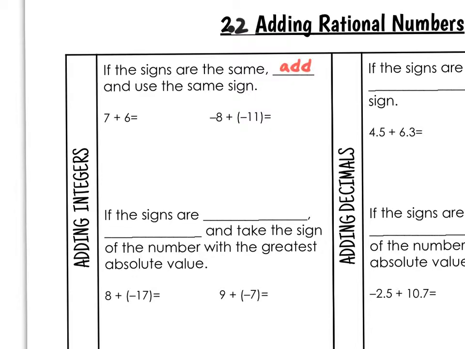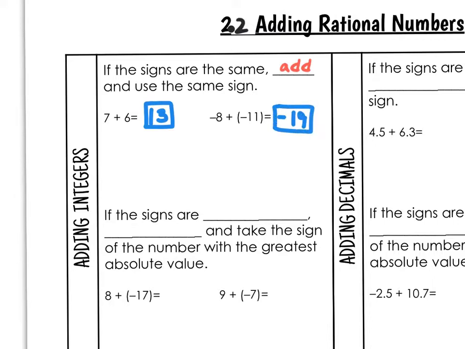At the very top, you're going to fill in this word. It's going to say if the signs are the same, we add and use the same sign. And please make sure that you use red or a different color that pops up. So a simple problem like this, 7 plus 6, it's just regular adding, so it's 13, and we box our answer. And when we have two negatives, negative 8 plus negative 11, we just add those two and keep the sign, so our answer is negative 19.